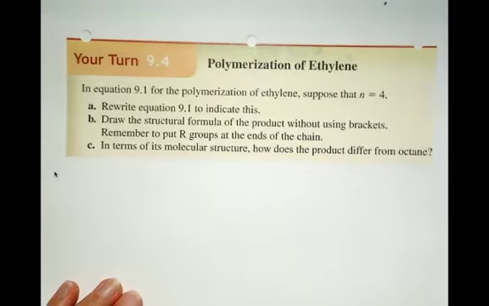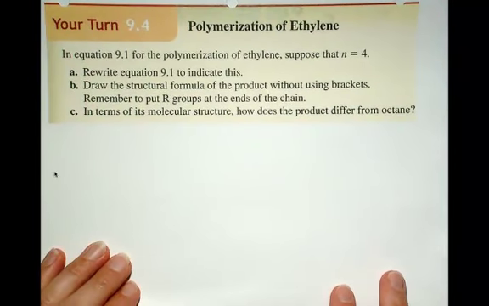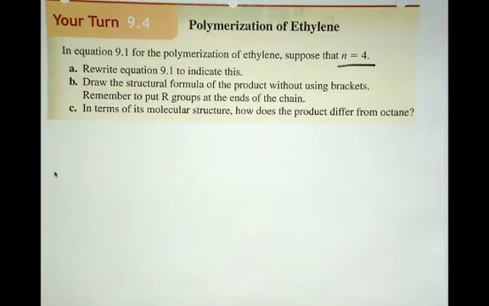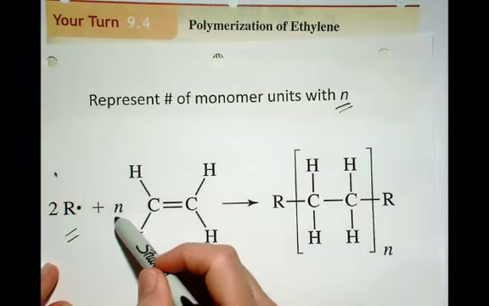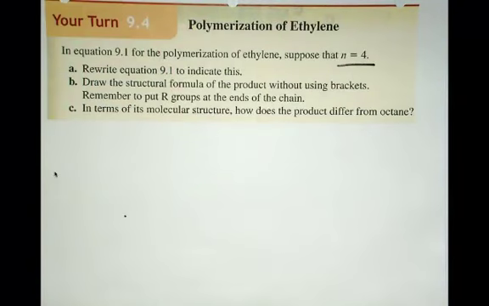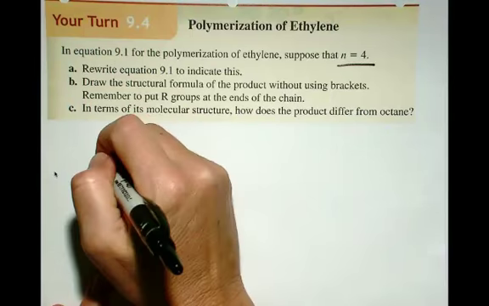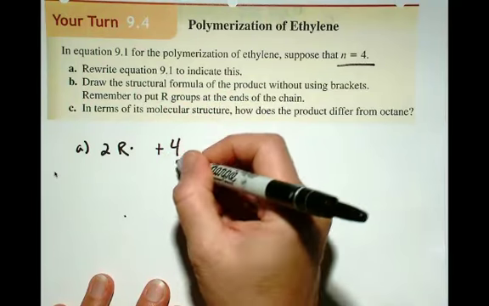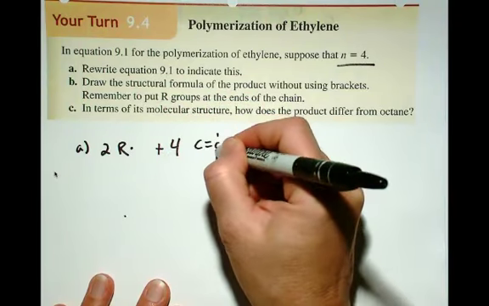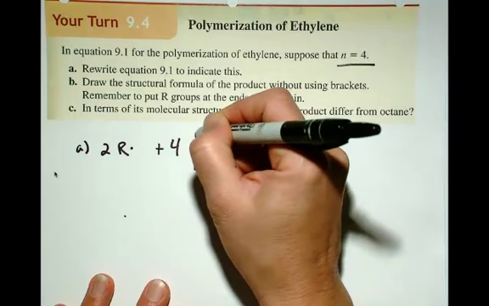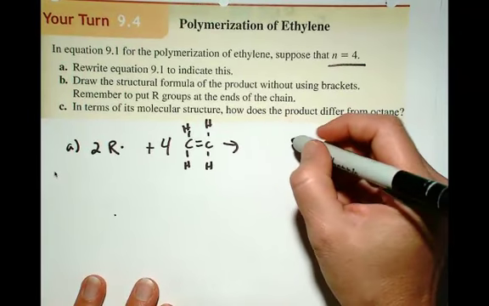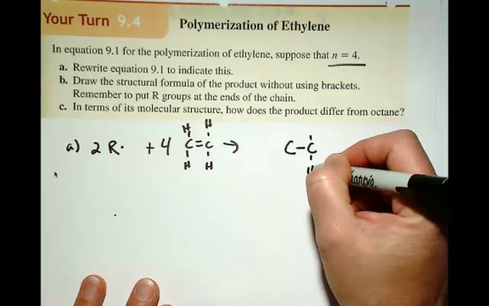Okay, so let's look at an example here, see if you're getting this. In this particular exercise, it says, suppose that N equals 4. So in this previous reaction that we just took a look at, suppose that the N here is 4, and rewrite that equation to indicate that. So we'd have 2 R's plus 4 monomer units instead of N, which is ethylene, to give the product, which is going to be polyethylene.